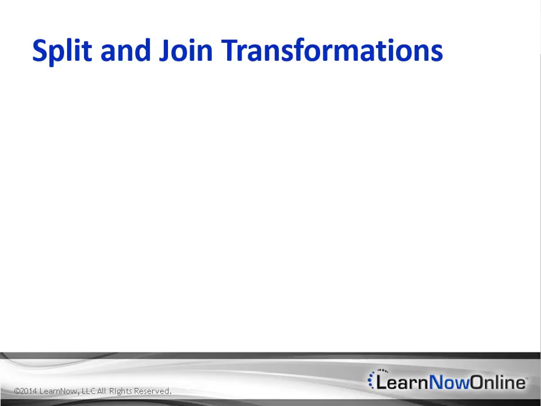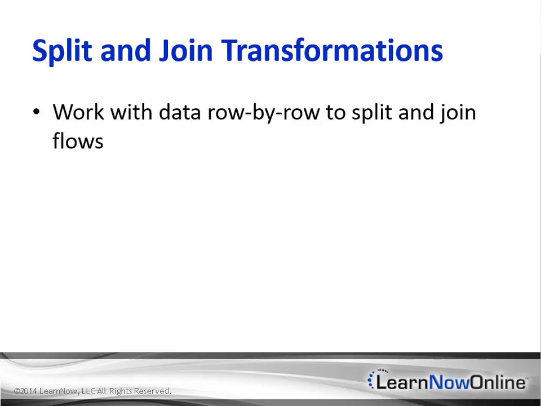Okay, then there's split and join transformations. These work with data row by row to split or join different data flows. So here is where you can split off data into multiple data flows or join multiple data flows together. So you can process subsets of the data, filter the data in various ways, process them in different ways, and then bring them back together. Or just put the different flows into different destinations. Again, a lot of flexibility.